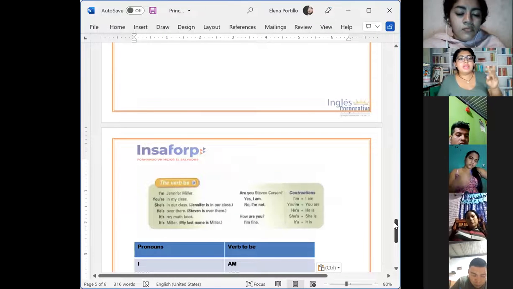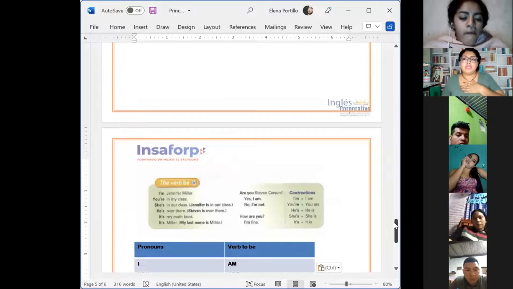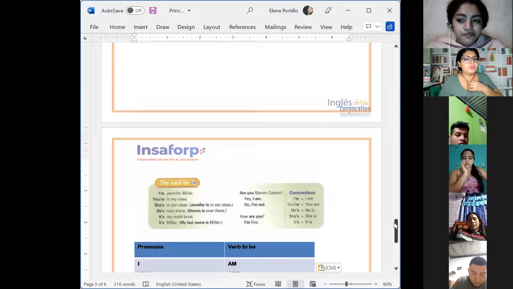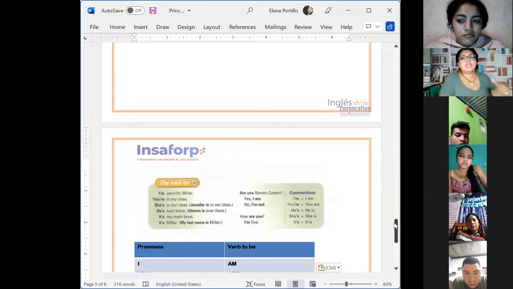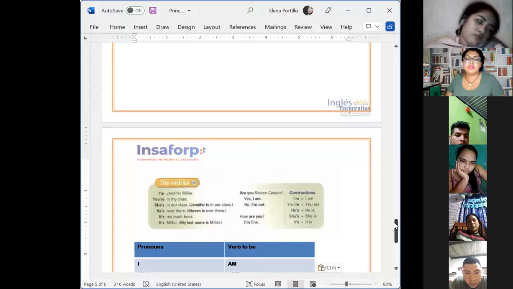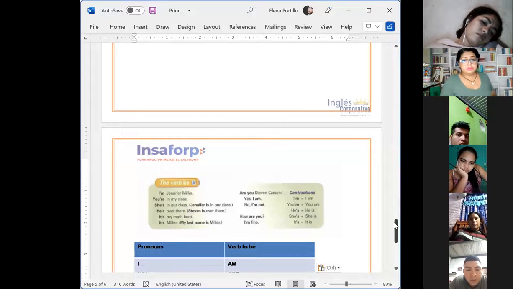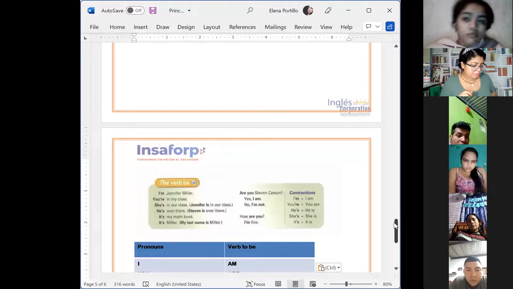Tenemos unos ejemplos y dice, I am Jennifer Miller. You are in my class. She is in our class. He is over there. It's my math book. It's Miller. Ahí tenemos oraciones que siempre tienen que ver con presentación porque estamos hablando del nombre, de alguien que está en nuestra clase y todo eso. Pero ¿cómo podemos nosotros formar esas oraciones con el verbo to be?